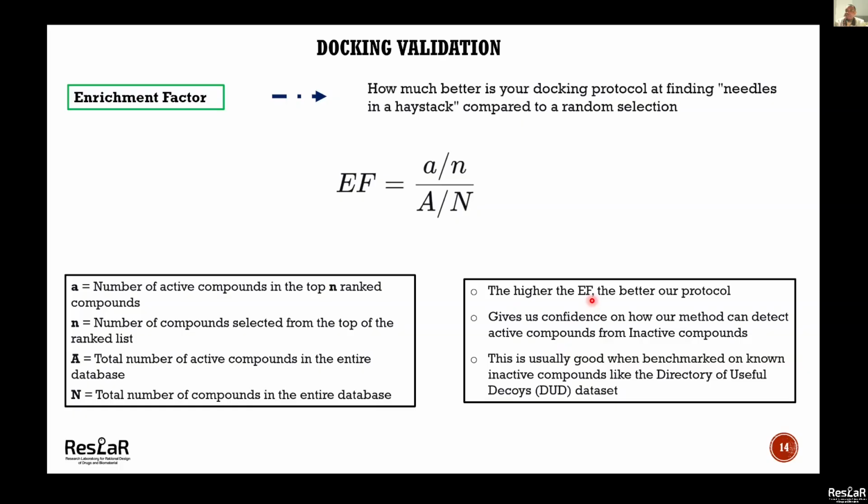So the higher the enrichment factor, the better. Because remember, it is a race against randomness. If the enrichment factor is 5, it means we have 5 times the chance of finding a hit using our docking or virtual screening compared to somebody that just closes his or her eyes and does random picking, right? So this actually gives us confidence in how our method can detect active compounds from inactive compounds. Okay.